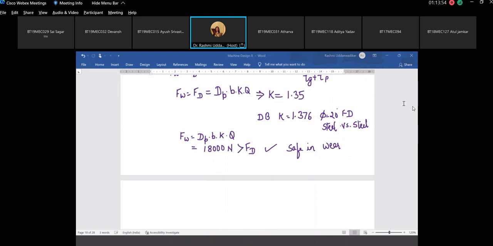Atharva? Ma'am, yes? For K, are we not taking carbon versus steel? Sorry, come again. Are we not choosing the gear as carbon and the pinion as steel?